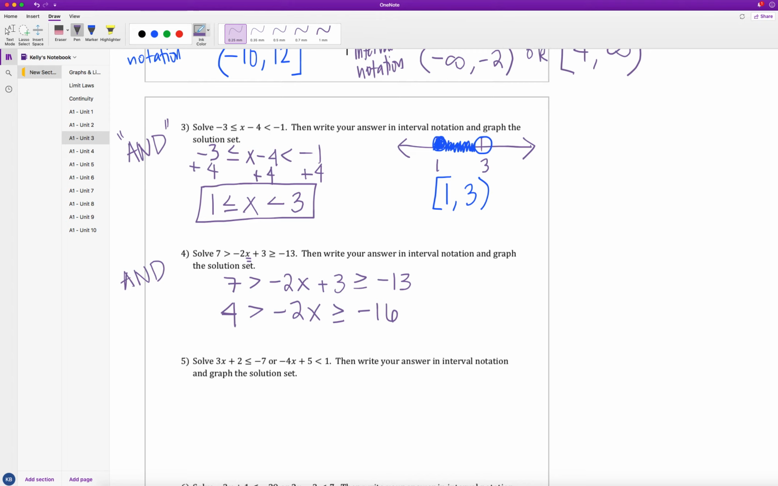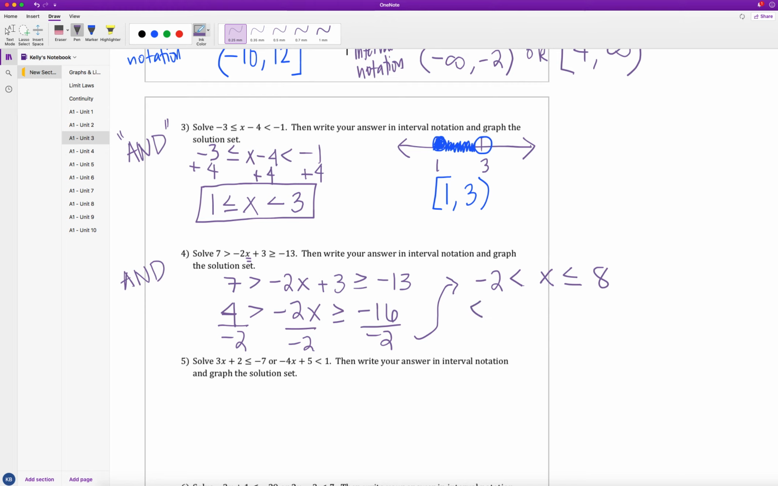And when I divide through by a negative, remember we have to flip our inequality. And this time I'm going to have to flip both the inequalities because everything is going to get divided through by a -2. So when that happens, we'll end up with -2 is less than x is less than or equal to 8 because a negative divided by a negative is a positive.